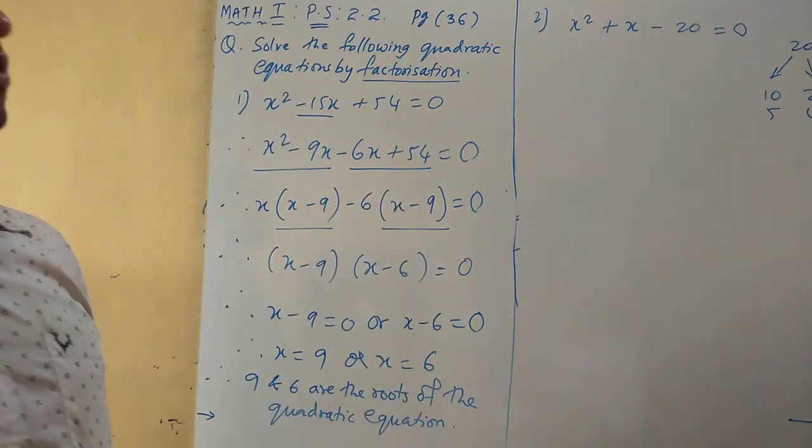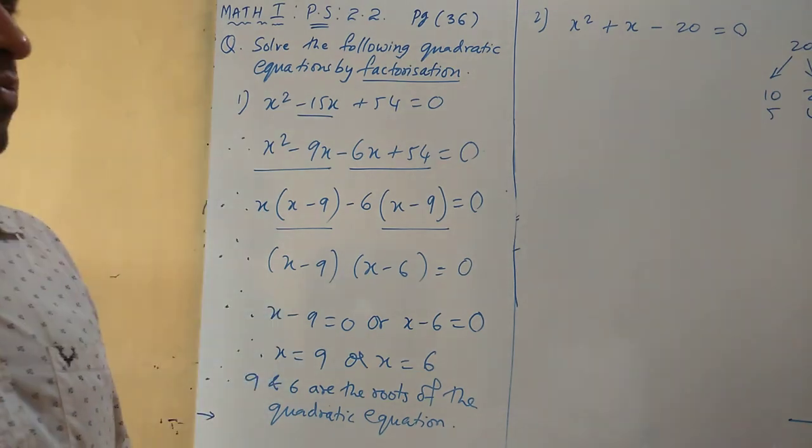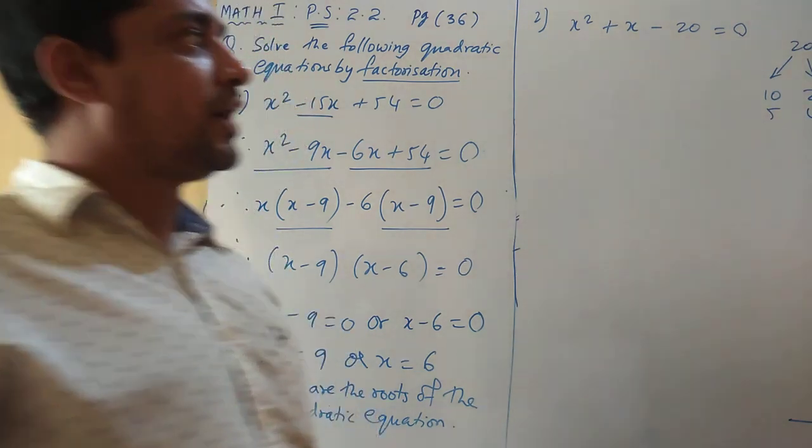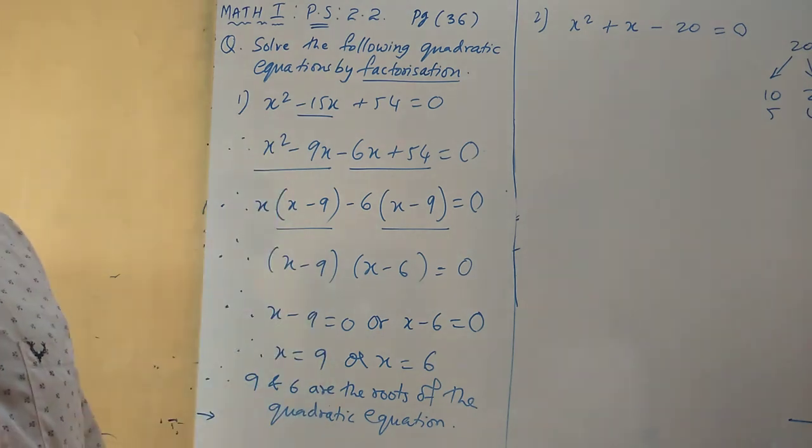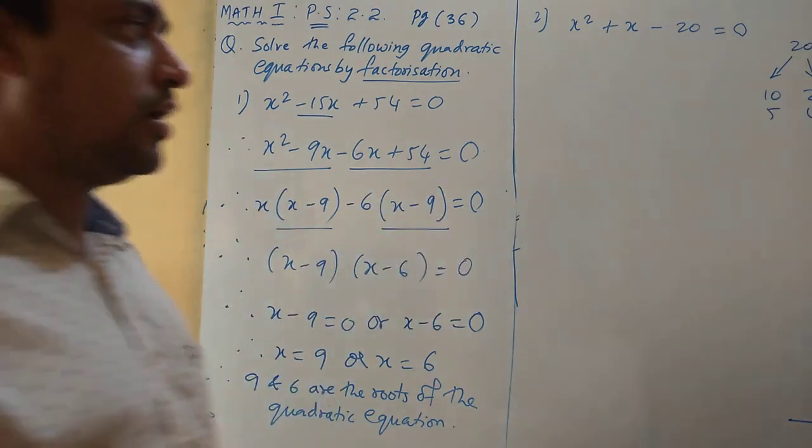Now from these pairs, we have got only two pairs now. From these two pairs, you will find one of the pairs to be correct. Now 10 2s are 20.